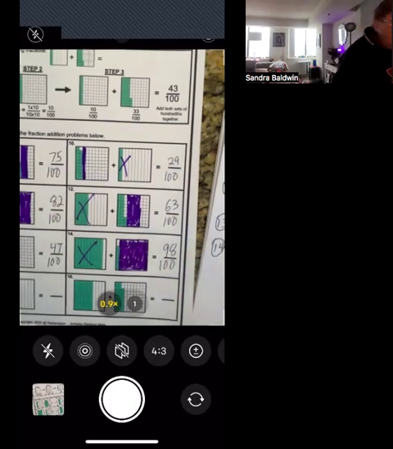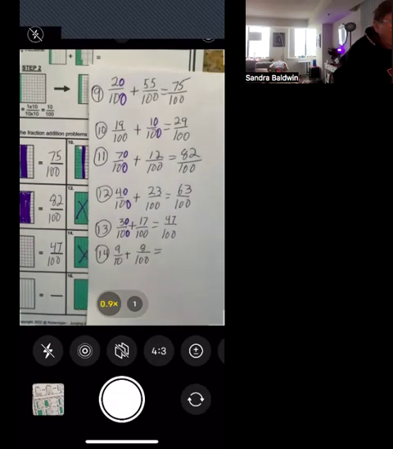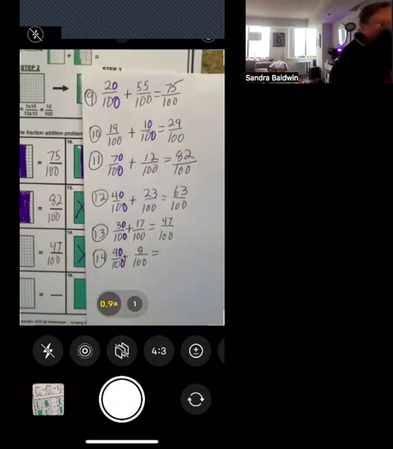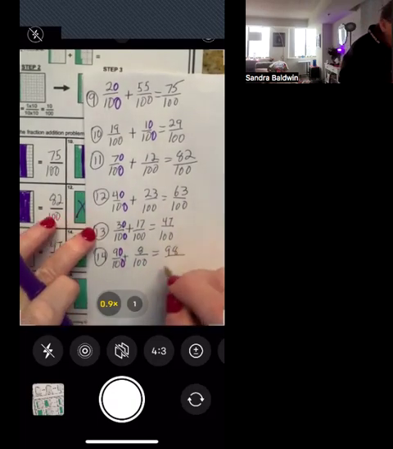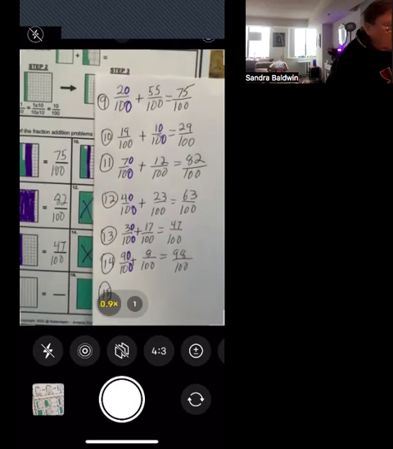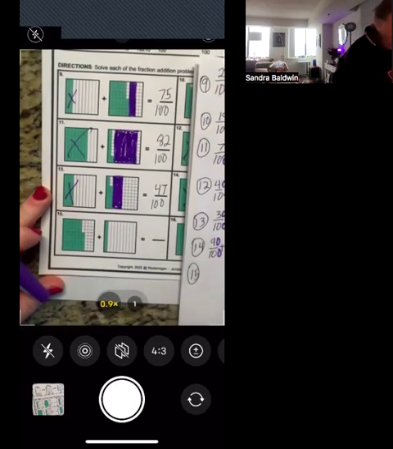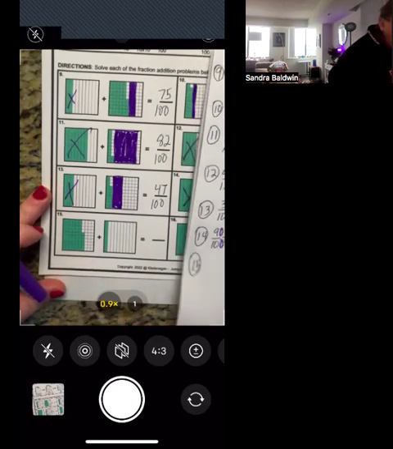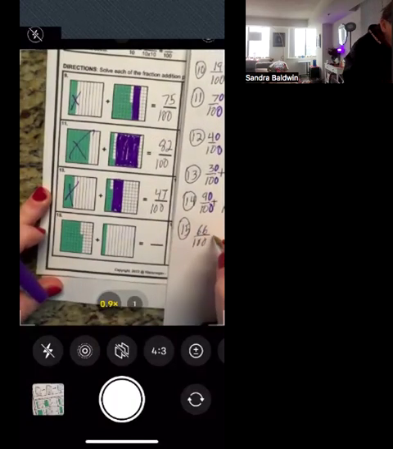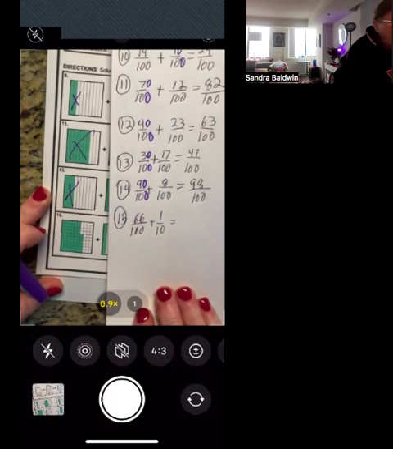Okay, on my equation part, I need to show that I turned the 9/10 into 90 hundredths. Then I added it up, 98, and then of course we keep the same denominator. Okay, we're going to do 15. And 15, I believe this is 66 hundredths. I'm just going to write my equation. Plus 1/10. So just wrote my equation on the paper.